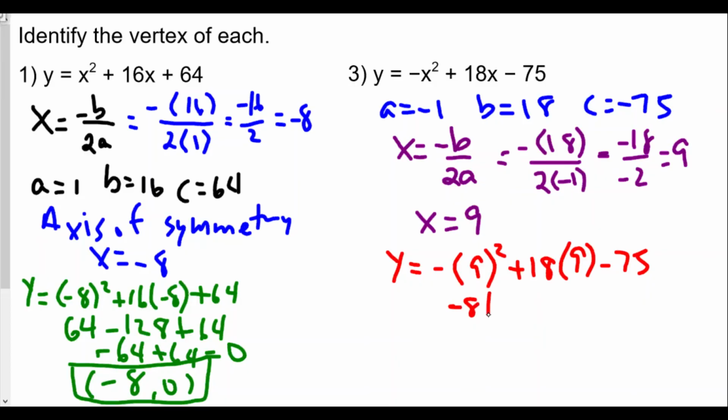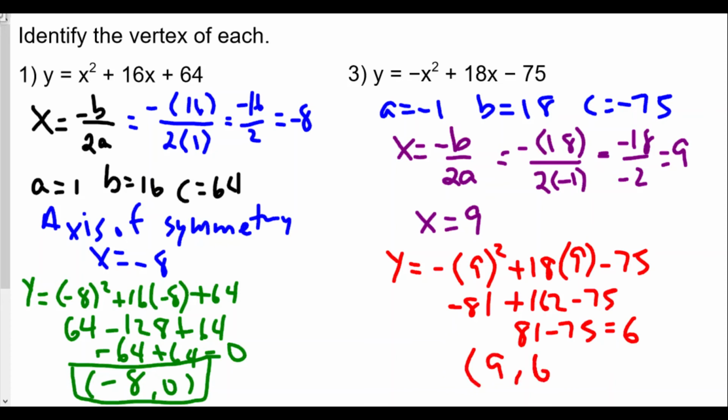Now, 18 times 9 is going to be, and this is 90 plus 72, is 162. So plus 162 minus 75. And so negative 81 plus 162 is going to be, well, just positive 81 minus 75. 81 minus 75, I think that's going to be, in this case, 6. So our matching y value is 6. Therefore, the vertex in this situation will be 9, comma 6.